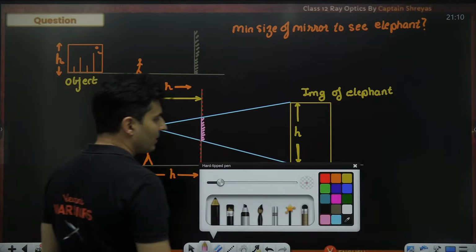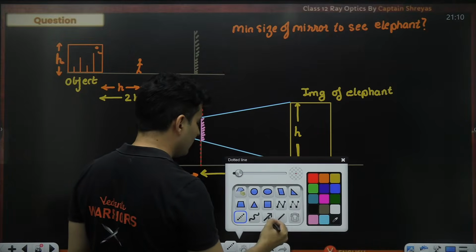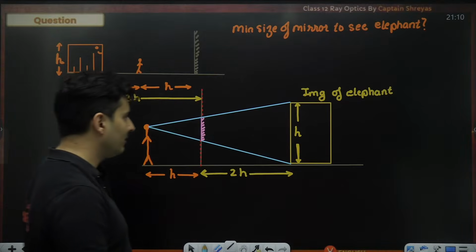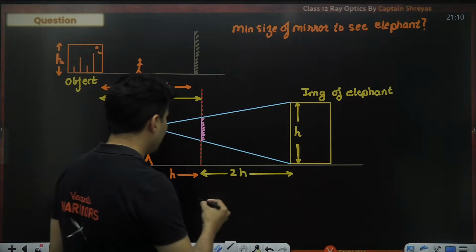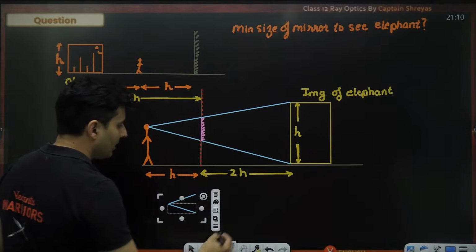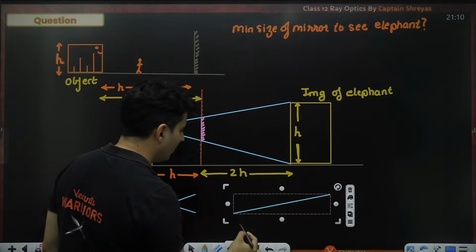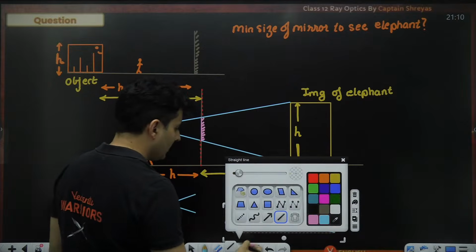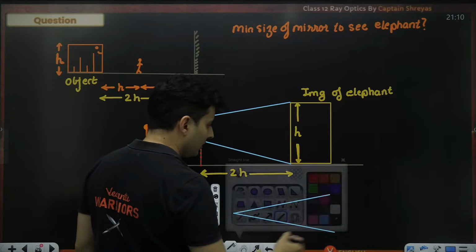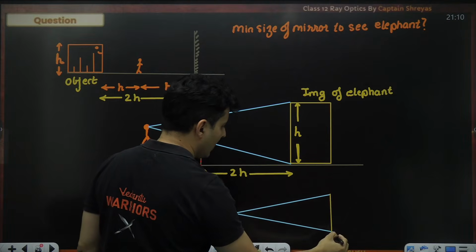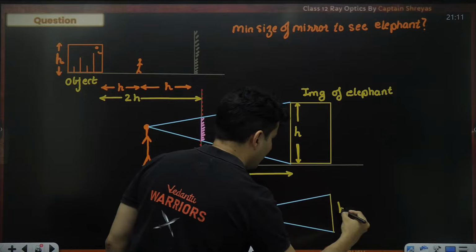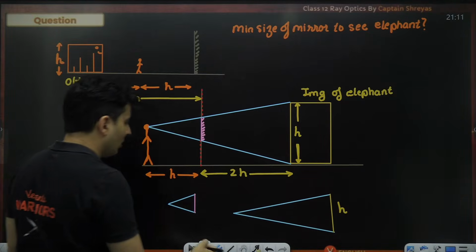Now again it's a matter of similarity of triangles, my dear warriors. So let's use similarity of triangles now. That is the concept which I will be needing. One triangle, as you can see, is like this, and the other triangle is a little bit longer, like this. This smaller triangle has the base of the mirror. The other larger triangle has the base of the height of that elephant. So this is H, and I do not know how much this is.